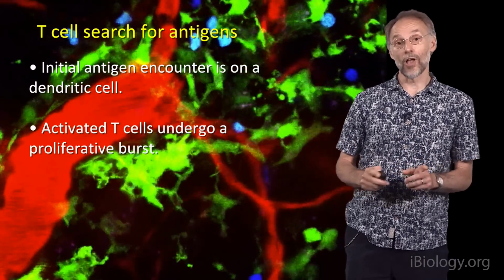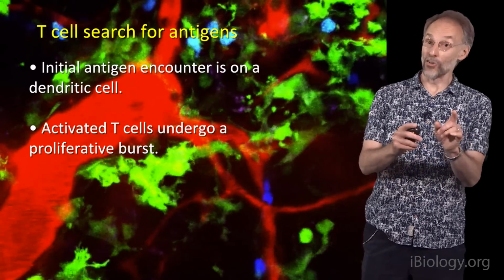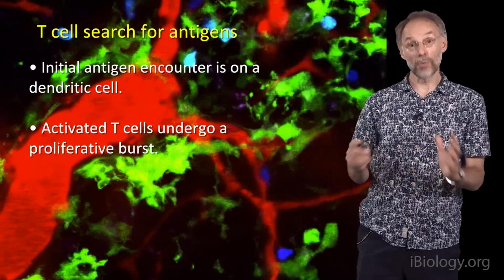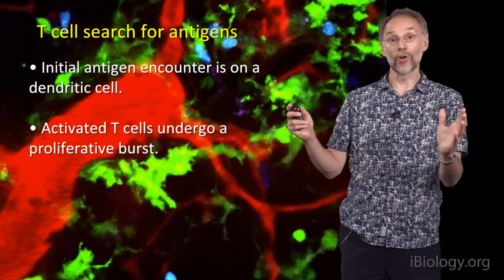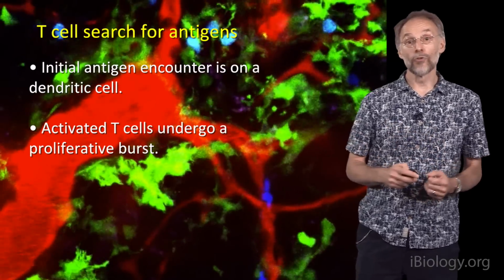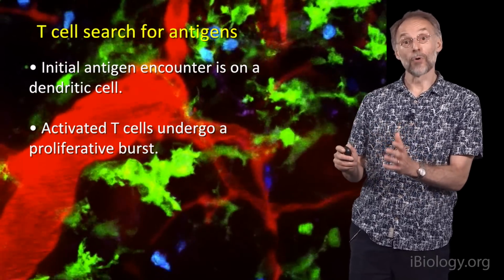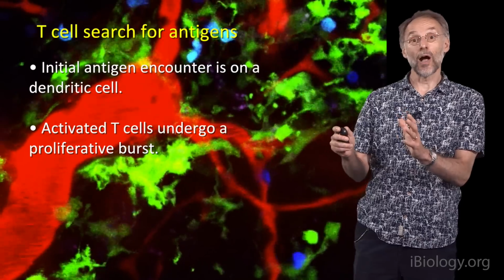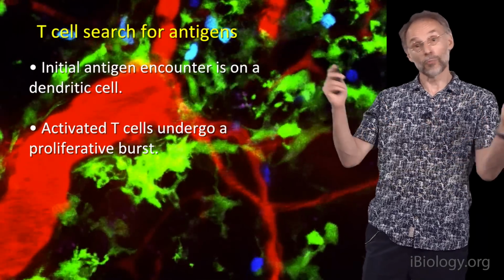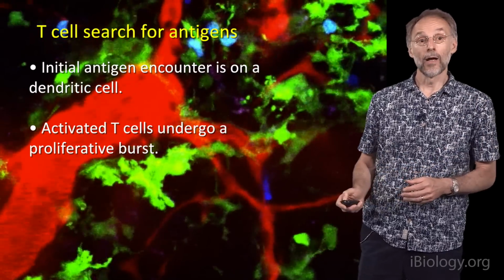The activated T cells, which are the antigen-specific T cells, which are relatively rare, become activated and undergo a proliferative burst, which greatly increases their numbers. So a T cell can go from being 1 in 100,000 to being about 5 or 10% of your total number of T cells in about 5 days during an antiviral response. So this proliferative burst could be quite dramatic.